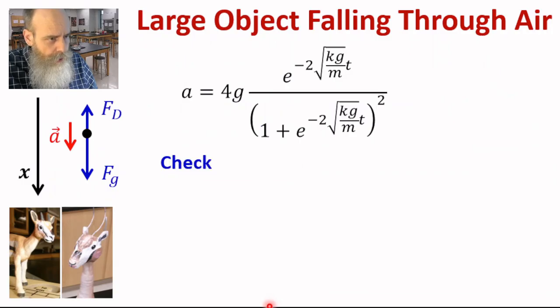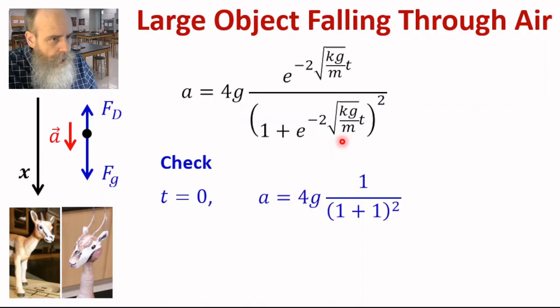Let's check this solution. When t equals 0, the exponential functions are equal to 1. So we get 1 over 1 plus 1 squared. So 4g times 1 over 1 plus 1 squared. 1 plus 1 squared is 4, so we get g. That's what we expect. When t equals 0, a equals g.